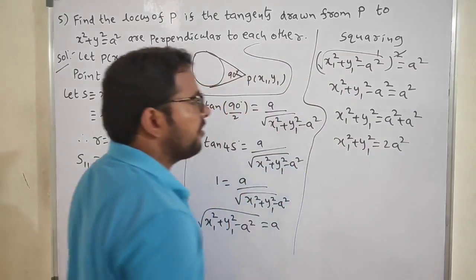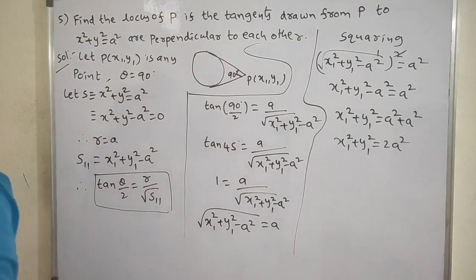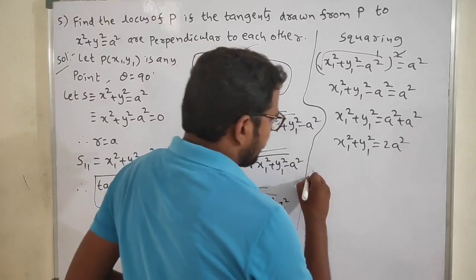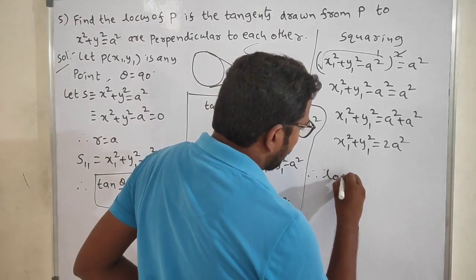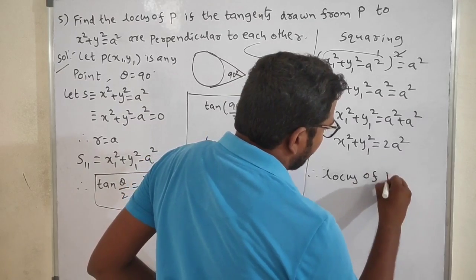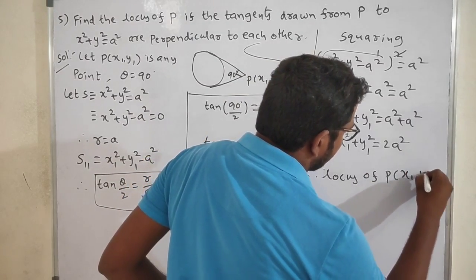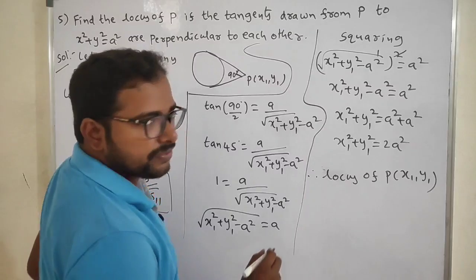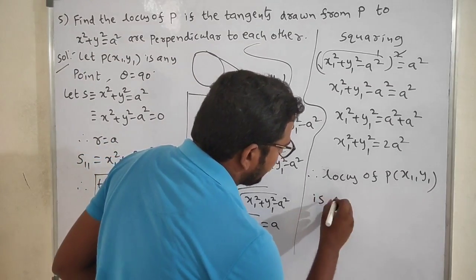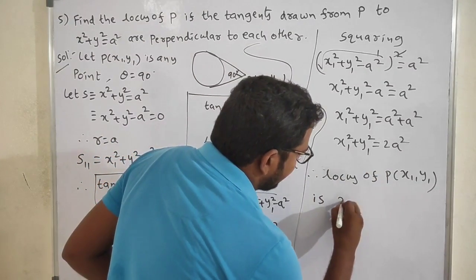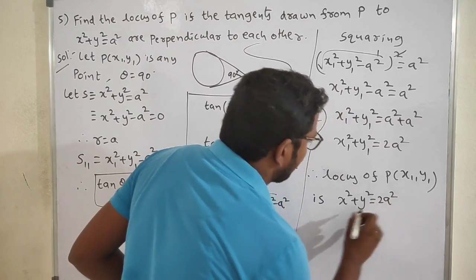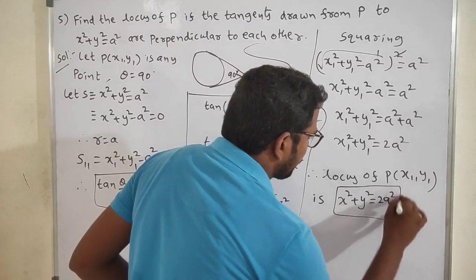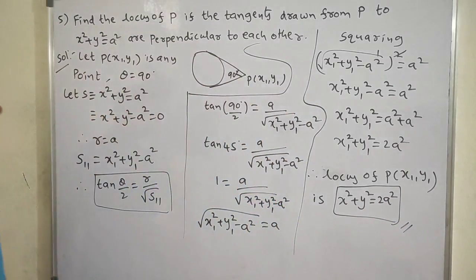So this is the locus of P. This is our solution. Therefore the locus of P(x1, y1) is, replacing x1, y1 directly with x, y, x squared plus y squared equals 2a squared. Write the final answer in terms of x and y. This is the locus of P: x squared plus y squared equals 2a squared.